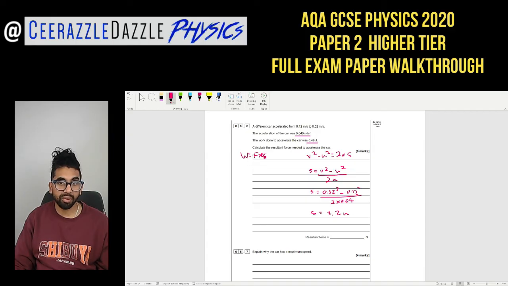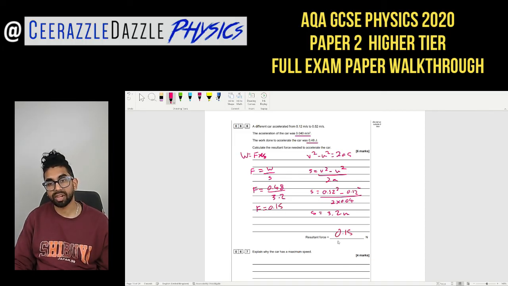And then look, now I can work out the force because I've got the energy from before. So the force is equal to the energy or the work done divided by the distance. So the force is equal to the energy 0.48 divided by 3.2. Bang. The force is going to be equal to 0.15. Yes, so that's going to be my answer over here, 0.15.